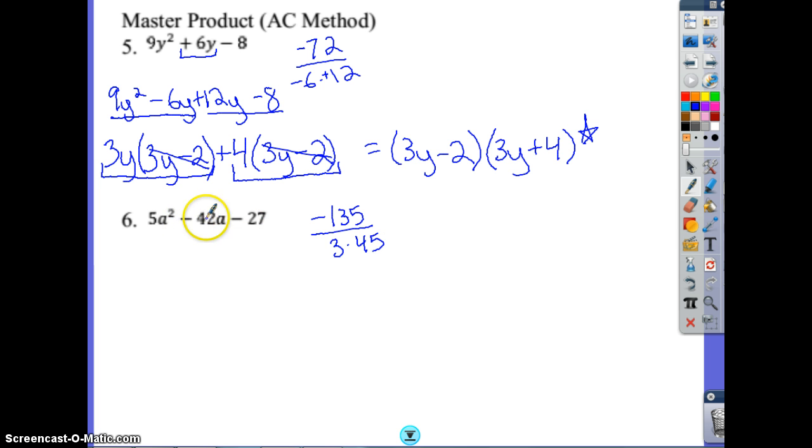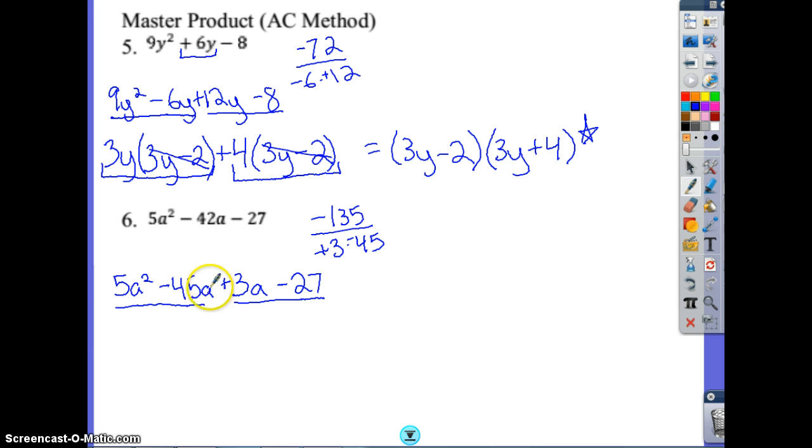Now, since I want this to be negative, I want the bigger number negative and the smaller number positive. So recheck it. That still multiplies to negative 135, and yes, it adds to negative 42. So those are my numbers. Again, I write my first term down just as is. I write my last term down as is, and I write my middle two terms in here. Again, it doesn't matter the order. I'm going to put the negative 45a, because there was an a on this, plus 3a in here. Group. So these are my groups here, and then we're going to factor.